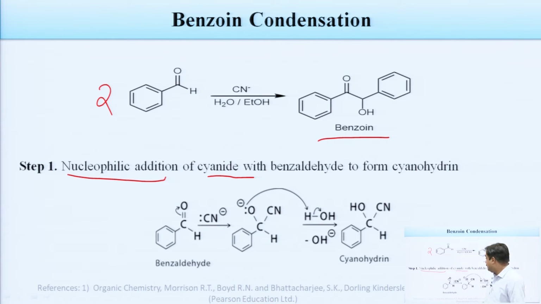How is it being formed? We take one molecule of benzaldehyde as the starting substrate, then you can see cyanide. The cyanide ion can come from potassium cyanide or hydrogen cyanide. So, potassium cyanide or hydrogen cyanide can act as a precursor of the cyanide ion. Now, that cyanide ion will act as a nucleophile, and that nucleophile will attack this particular carbonyl carbon.